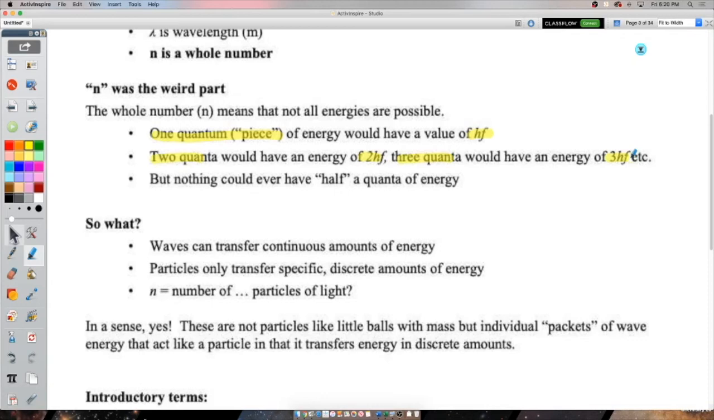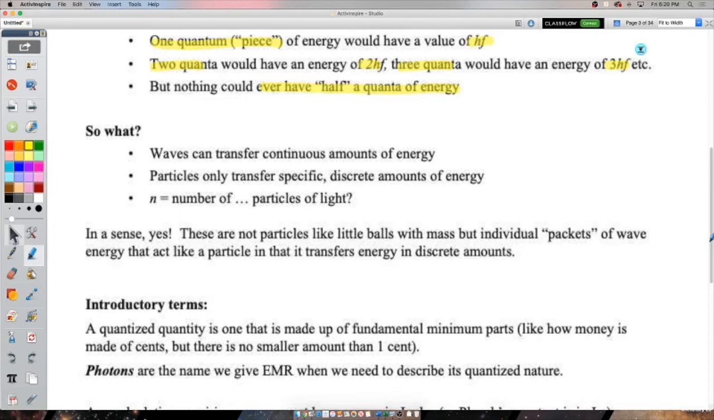These little quanta of energy, these little packets of energy, he called them, okay? So not all energies are possible. Nothing could ever have half a quanta of energy. So what's the big deal? Well, we'll get there, but waves can transfer continuous amounts of energy, right? Continuous means infinitely divisible. So you say 1, and I can imagine 0.1, 0.2, 0.3, 0.0006, 0.247, right? Those are all fine for a continuous quantity.